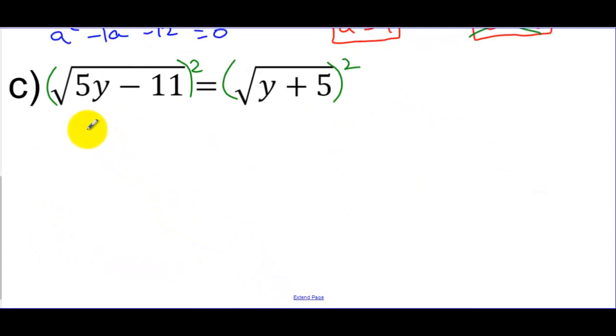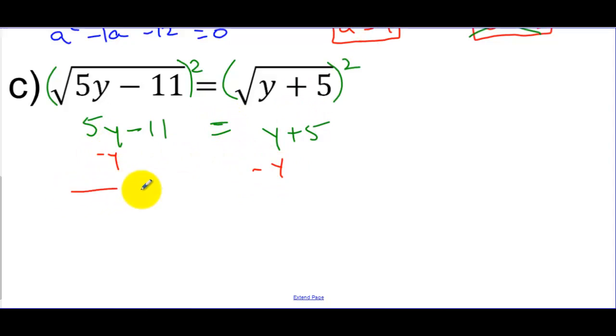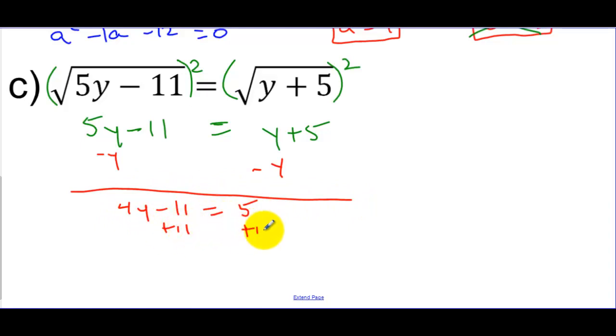So I'm going to say 5y minus 11 is equal to y plus 5. Okay? And I can solve this. Right? I'm going to subtract y on both sides, get the y's together. Okay? That means that 4y minus 11 equals 5. Okay? I'm going to add the 11 on both sides. And that means that 4y is 16. Okay? And that means when I divide by 4 on both sides, that y is equal to 4.